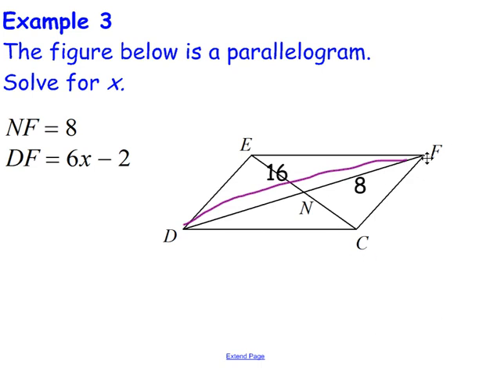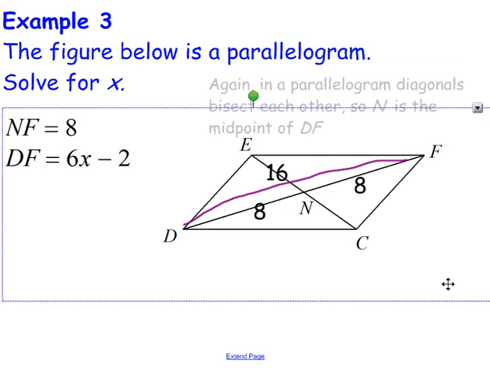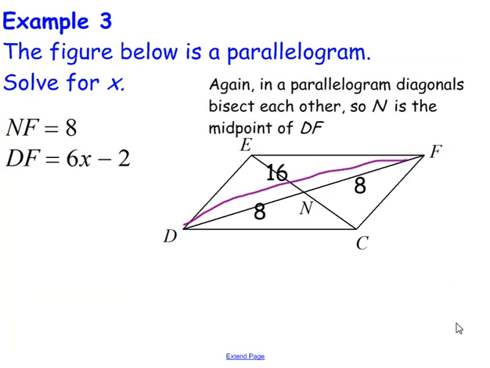And we know NF is 8. Now, why did I say DF is 16? Where did the 16 come from? Right? Did it just come out of nowhere? No, it didn't just come out of nowhere. I know that the whole thing DF is 16 because DN is also 8, because N is the midpoint, right? So again, in a parallelogram, the diagonals bisect each other, so N is the midpoint of DF.